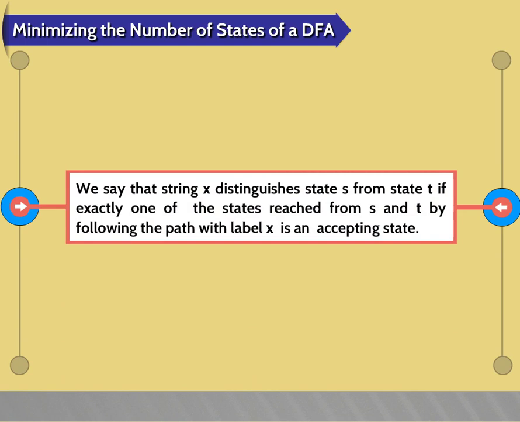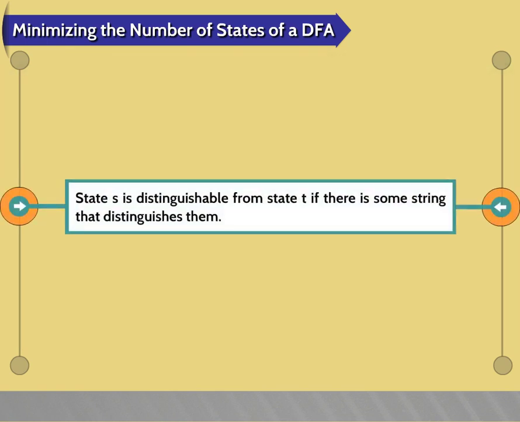We say that string x distinguishes state s from state t if exactly one of the states reached from s and t by following the path with label x is an accepting state. State s is distinguishable from state t if there is some string that distinguishes them.